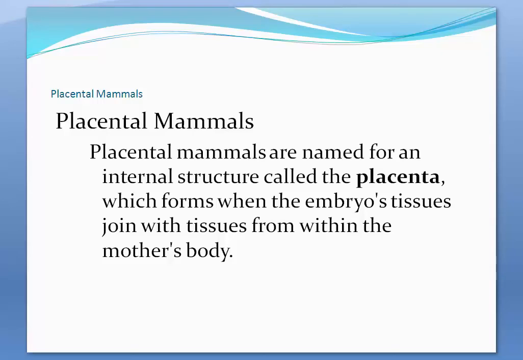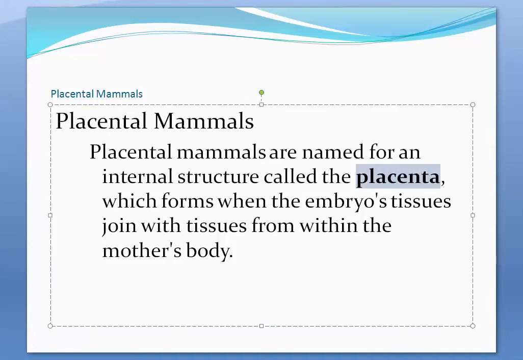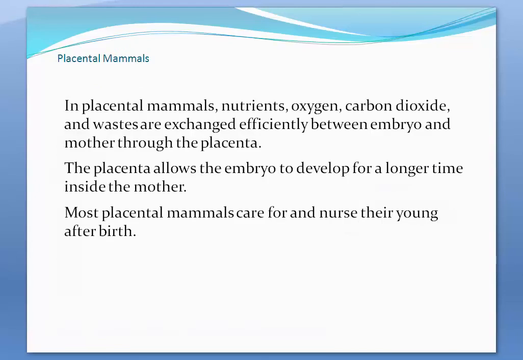And the reason why placental mammals have their name is because they have an internal structure that's called the placenta. So this is an important thing you're going to need to know. This distinguishes this mammal group from the rest. And what the placenta is made up of is it forms when the embryo's tissues join with tissues from within the mother's body. So this is how the placenta forms. This is actually what it is. It's the formation of the embryo tissues, which again is the developing mammal, and they join with tissues from within the mother's body.